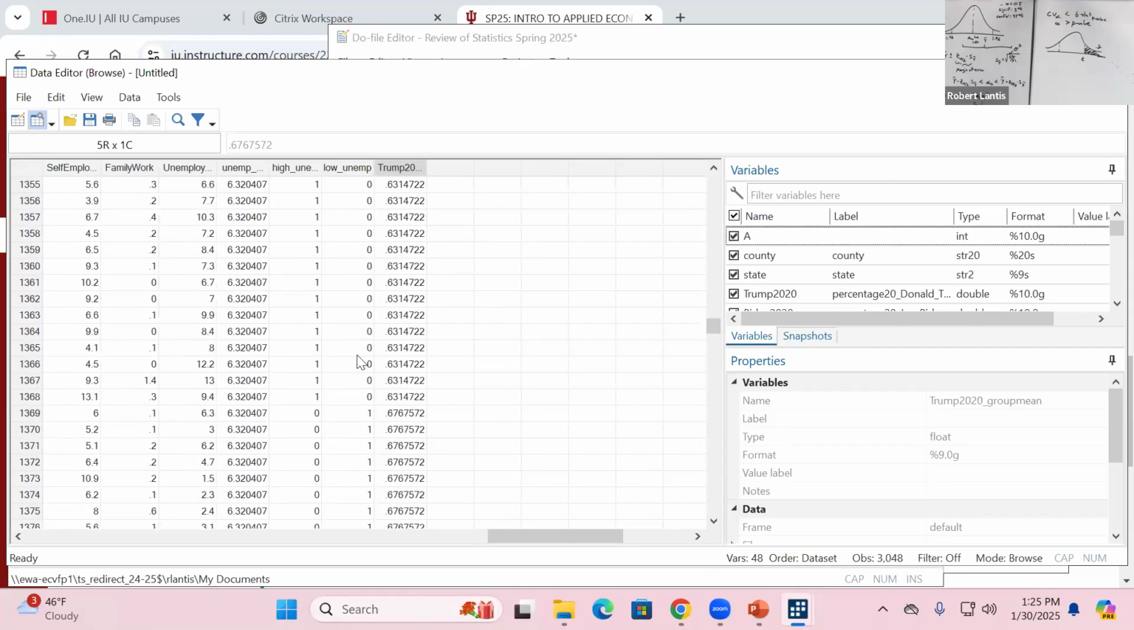So it took every observation where that low unemployment rate was 0, calculated the mean just for those observations. Took every observation for that low unemployment rate variable that was equal to 1, calculated the mean proportion of votes for Trump just for those observations. Okay. So I've got the difference in means here.